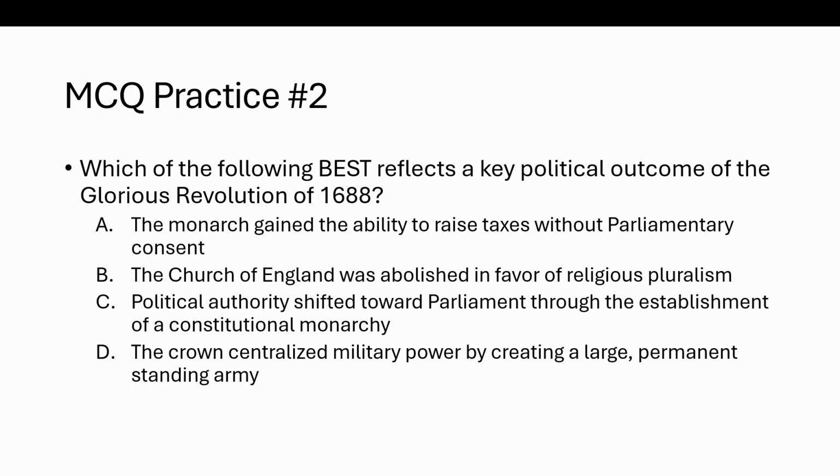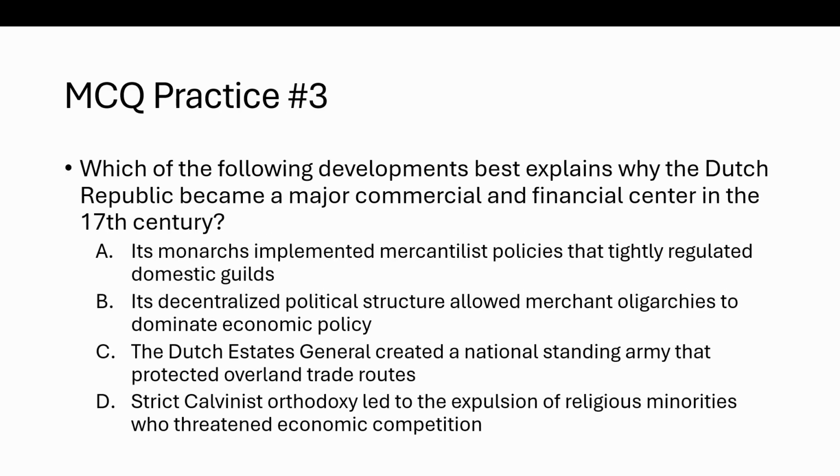Moving on to D. The Crown centralized military power by creating a large, permanent, standing army. Again, this is not something that constitutionalism really does. The Crown doesn't have the power to create their own standing army. That's something that would need to be going through Parliament, and not something the Crown is super interested in post-English Civil War. So the correct answer would be C. Political authority shifted towards Parliament through the establishment of a constitutional monarchy. Pretty simple there. And moving on to the last question.